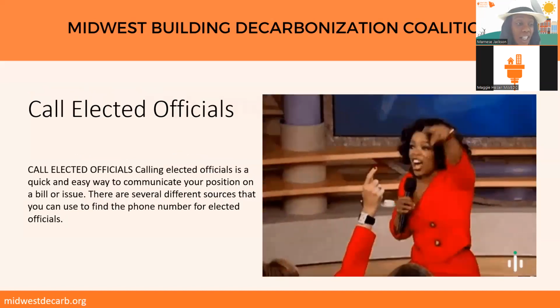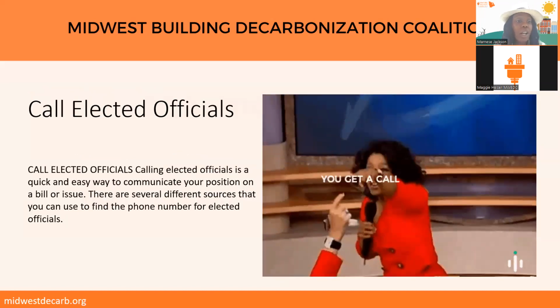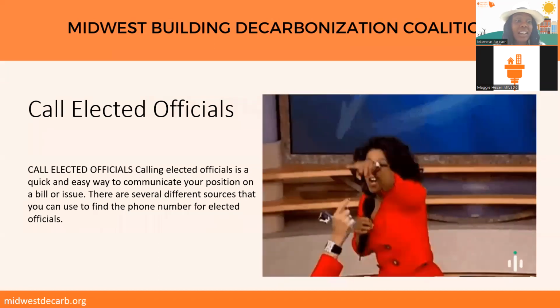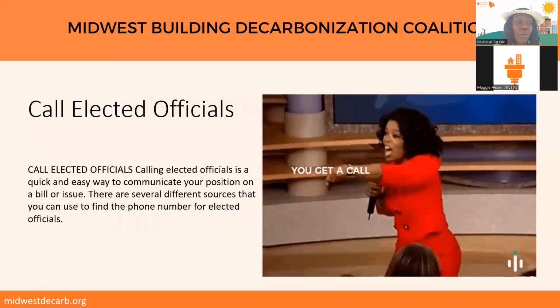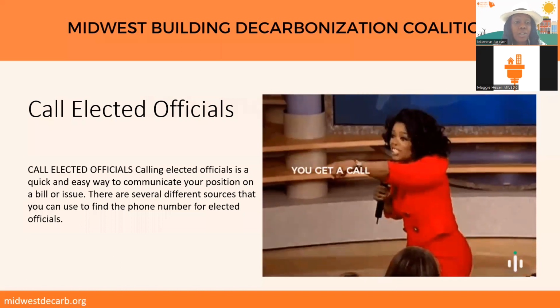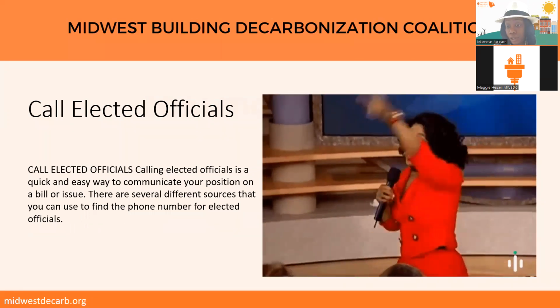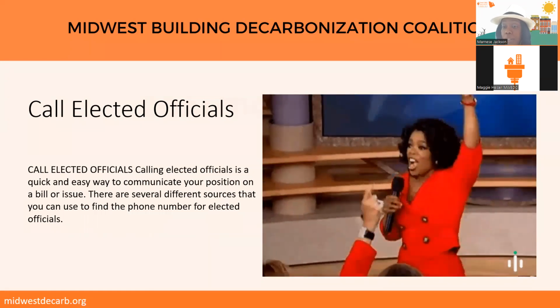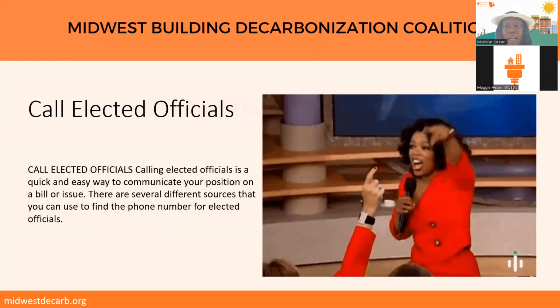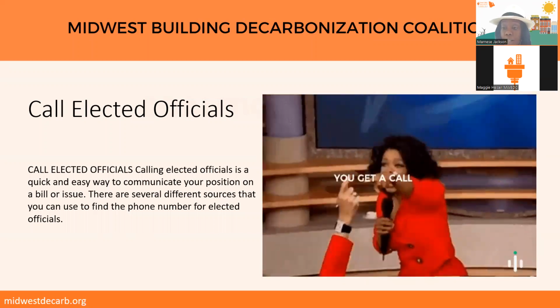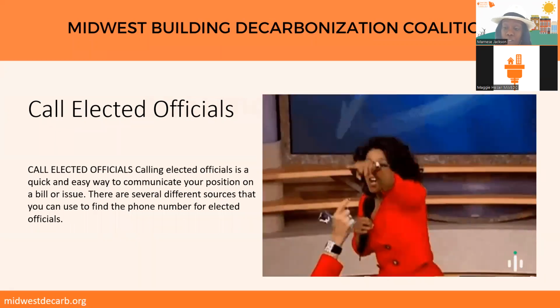So the next thing you can do is call your elected officials. Calling elected officials is a quick and easy way to communicate your position on a bill or an issue. There are several different sources that you can use to find the phone number for elected officials. So, tips for making your call. Identify your issue area. A staff member, not the lawmaker himself, will most likely answer the phone.